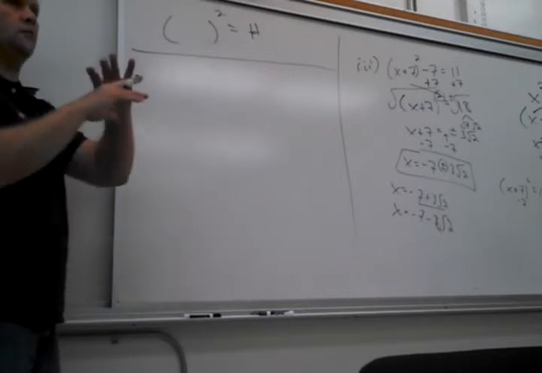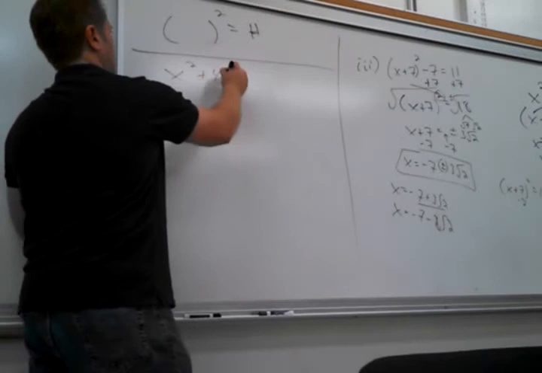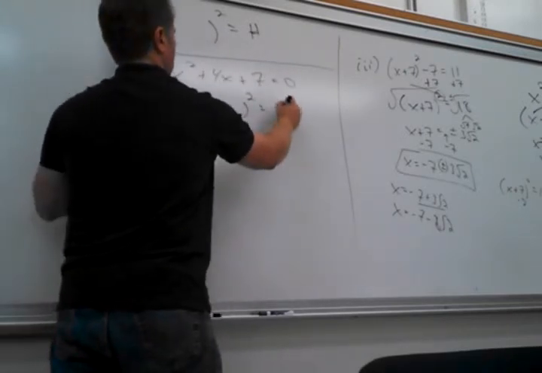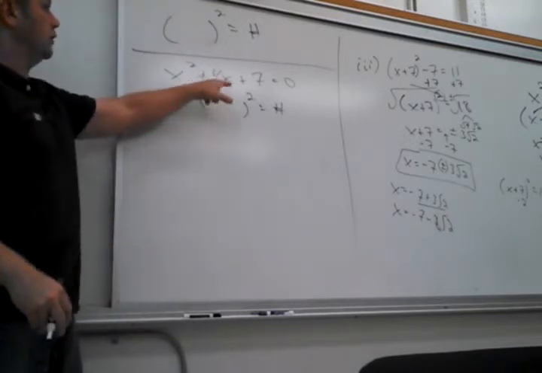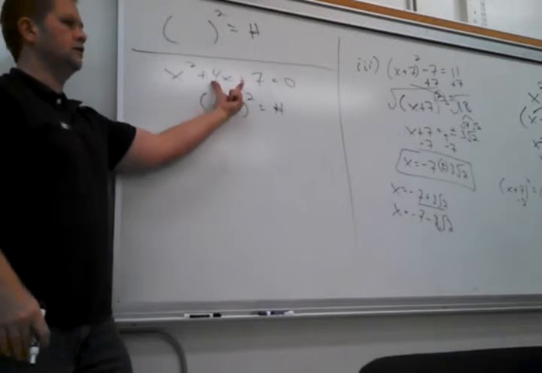So let's investigate this from the other way. I want to take something that looks like that and make it look like that, because if I can make that look like this, I could just take the square root of both sides and be done with it. Can you factor this?